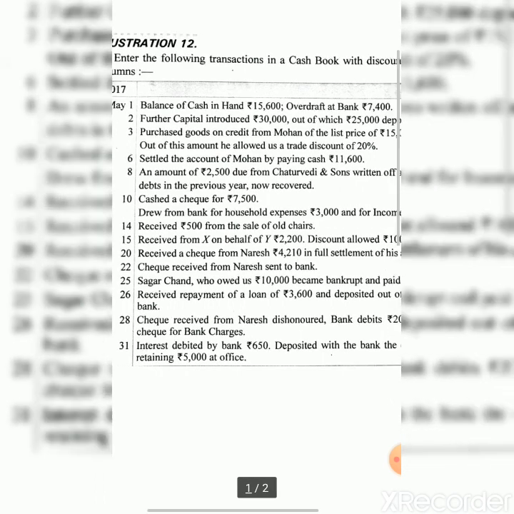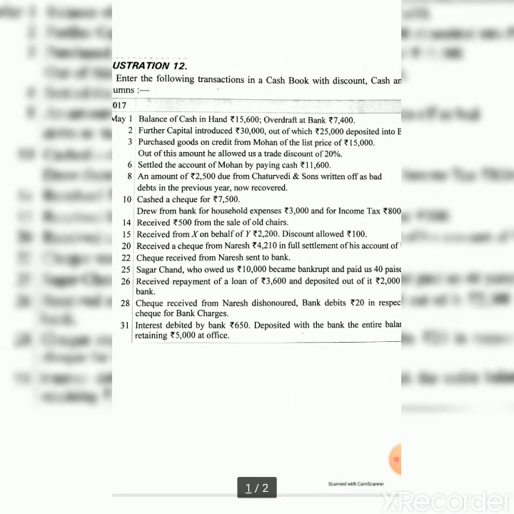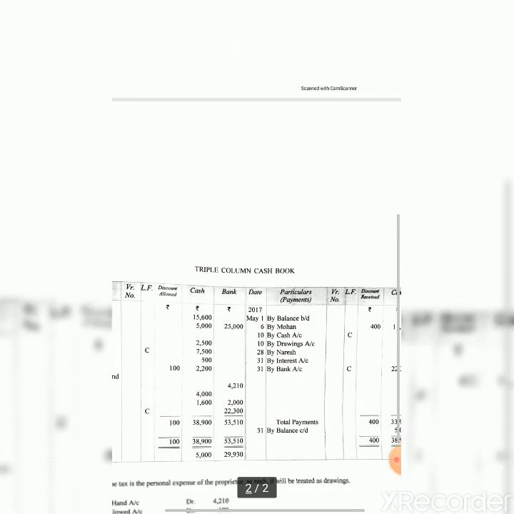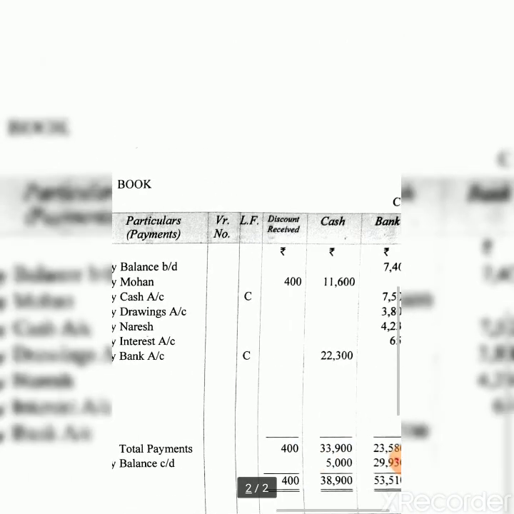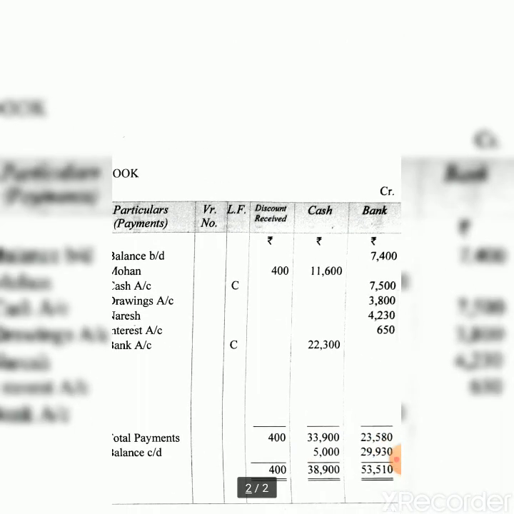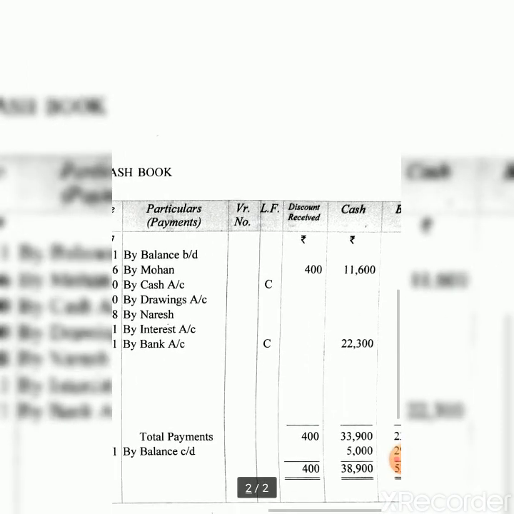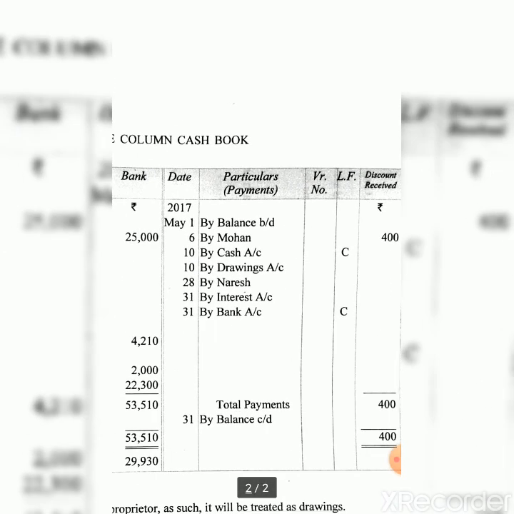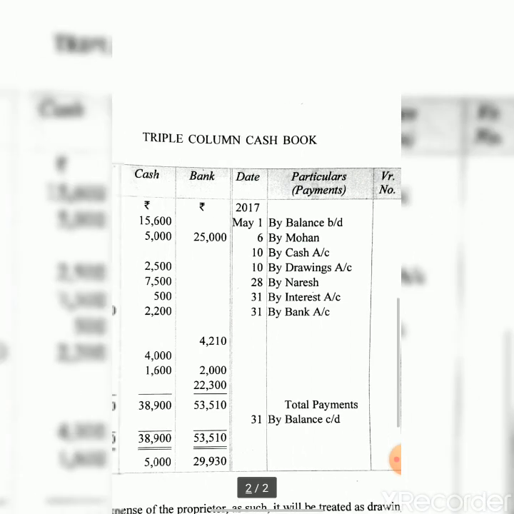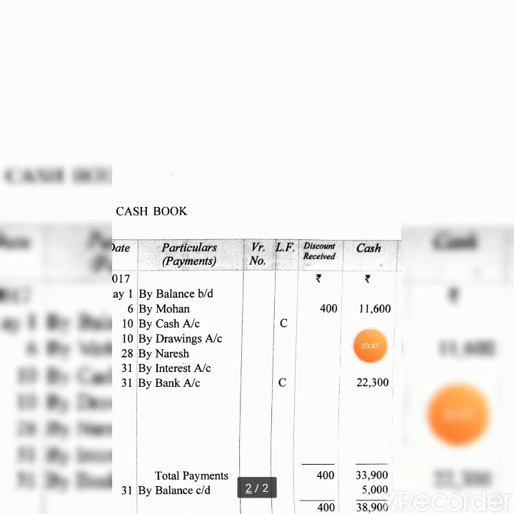Settled the account of Mohan by paying cash 11,600. Now you have to calculate that 15,000 was the price and 20% was the trade discount. So 20% is 3,000, and 3,000 subtracted from 15,000 will be 12,000. Now out of 12,000, 11,600 was paid and the account was also settled, so that means 400 is discount. So we will enter like this: By Mohan on the credit side, settled by cash 11,600 and discount 400 received, because we are paying him, so we must receive the discount. It is mentioned here.